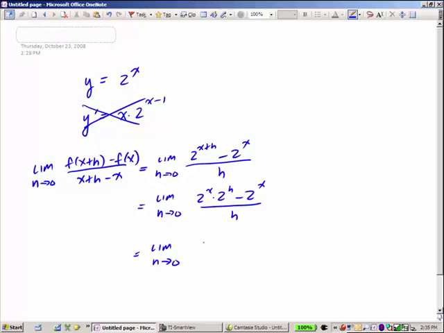Kelly? Well, it'd just be 2^h, because the 2^x and the negative 2^x would cancel out. No dice. Drew? Yeah, 2^x. I don't see a 2^x. You guys are talking. All right, factor out 2 to the x. That's about all I have, right?